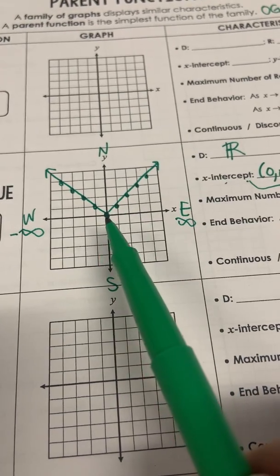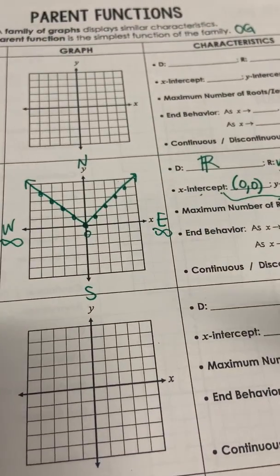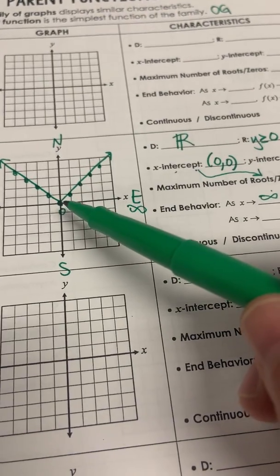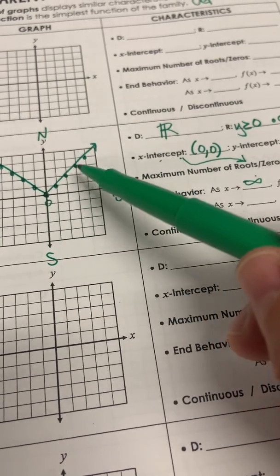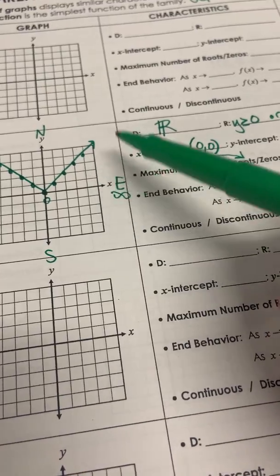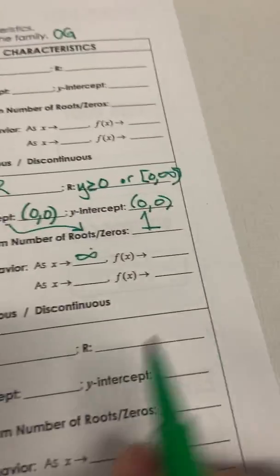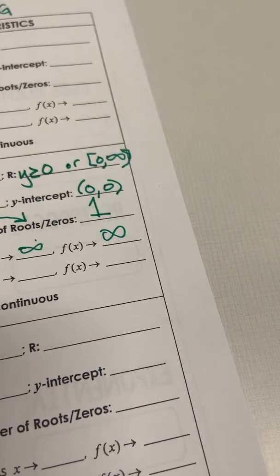As x values approach infinity, so going all the way to the east, what happens? Let's look at the graph. The graph is going up, right? It's going all the way straight up. So as I'm going this way, every point is getting higher and higher and higher. Since it's getting higher without bound, it's going to infinity.